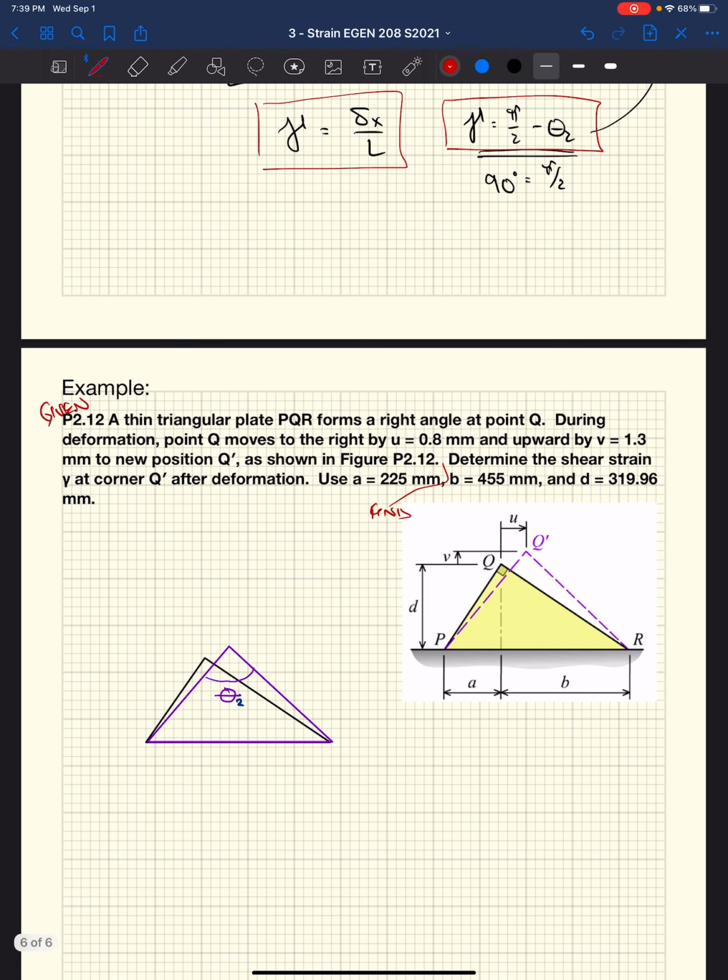We know at the beginning it says that we have a right triangle. So this is saying that theta 1 is 90 degrees, or pi over 2. So theta 1 is pi over 2. We know that V equals 1.3 millimeters. We know U equals 0.8 millimeters.